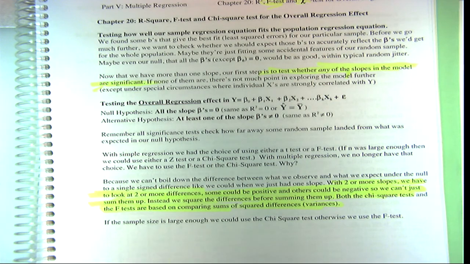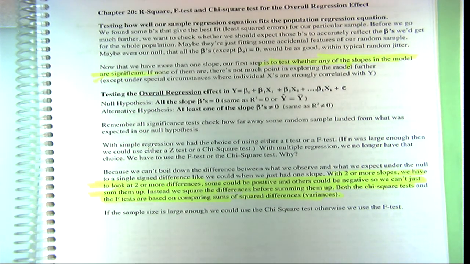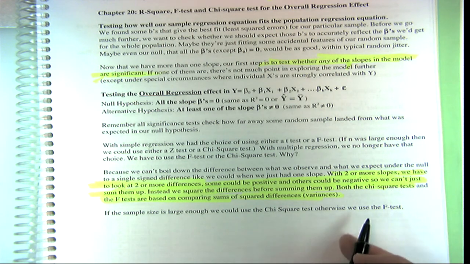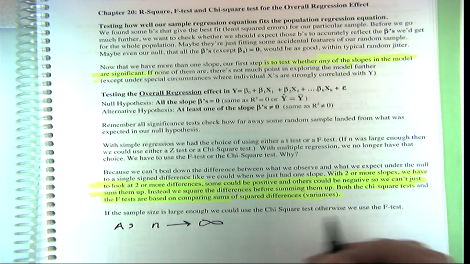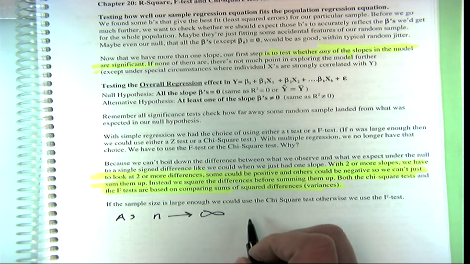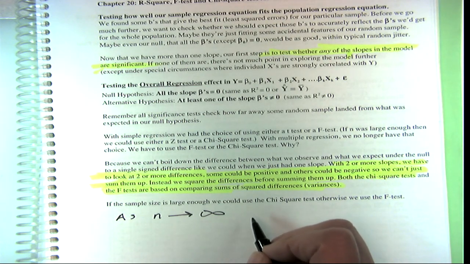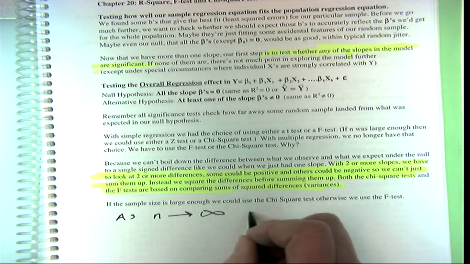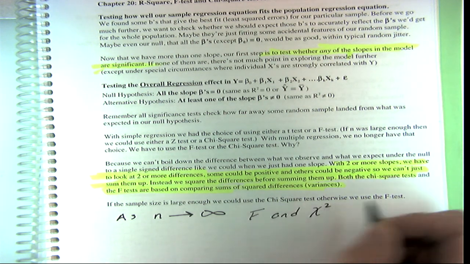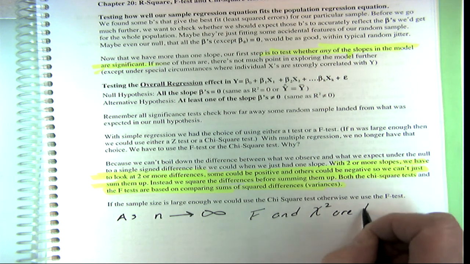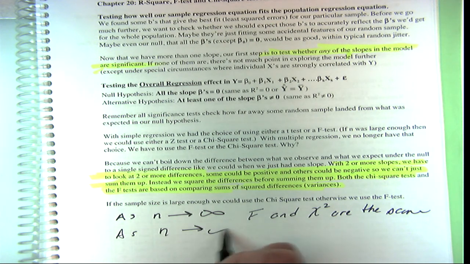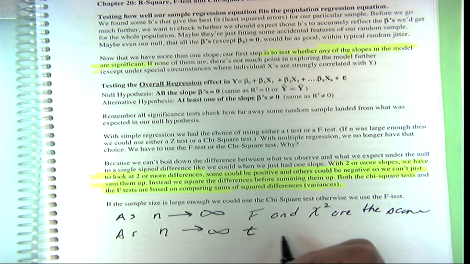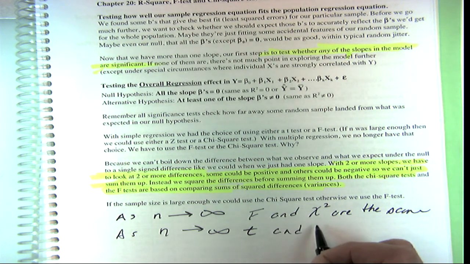Okay, so I say here, and this is what we did before, if the sample size is large enough, we can use the chi-square test. Otherwise, we use the f-test. Basically, as n gets larger, as it goes to infinity, the f-test gets closer and closer to the chi-square test. So the f and chi-square are the same. This is analogous to what we did with the t: as n went to infinity, the t got closer and closer to the z, so the t and the z are the same.